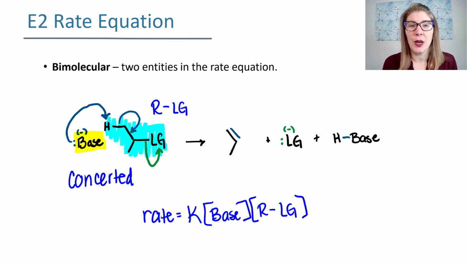When we consider this rate equation, notice how it is bimolecular, bi meaning 2, molecular meaning molecules, 2 molecules in the rate equation. That means if we increase the concentration of the base, the rate goes up. If we increase the concentration of the substrate, which is the thing that has the leaving group, then the rate goes up. So we can control the speed of the reaction with the concentration of the 2 components that we have as our starting materials.